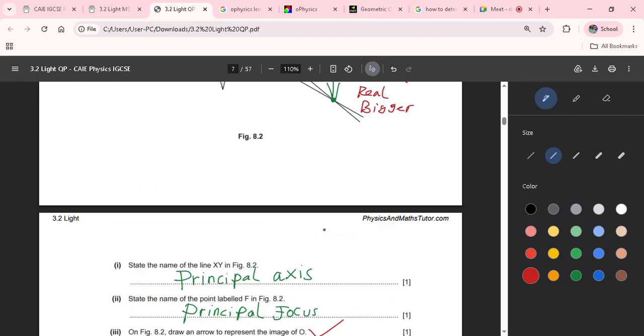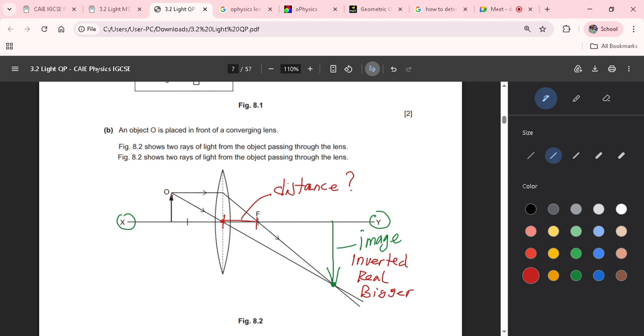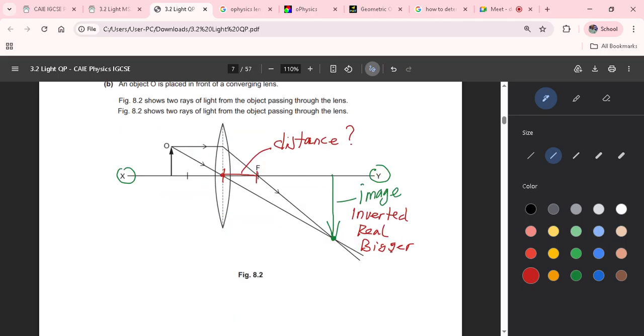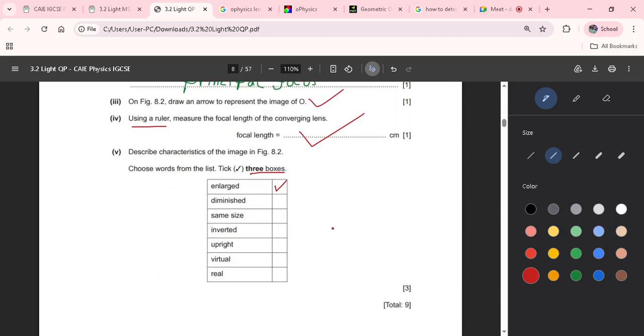Inverted means that when it's upright, it goes up, right? But this one goes down. So the direction is not the same. So we call it inverted. Tick inverted, like this. Upright? No, this is the contrast of inverted. Virtual? No, because we can see the image with our eye, or it can also be captured on a screen, so of course it's real.